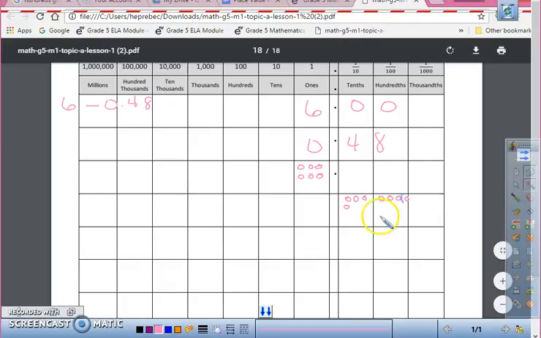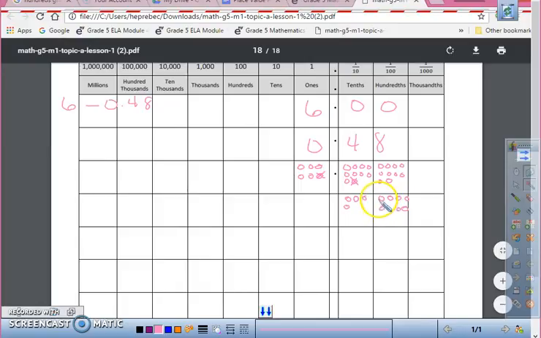Okay, I have nothing over here, so I'm going to have to borrow from my ones place. And so I'm going to cross out this one, and I know that 10 tenths equals 1 whole unit, so I'm going to draw 10 tenths here. And I don't have anything here either, so I need to borrow a tenth. And remember, 10 hundredths equal 1 tenth. So 1, 2, 3, 4, 5, 6, 7, 8, 9, 10. Okay, now I can do my work.